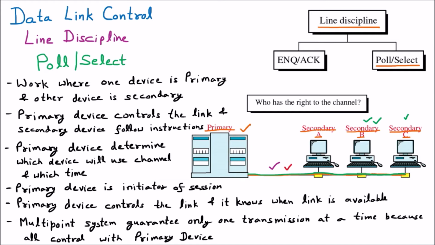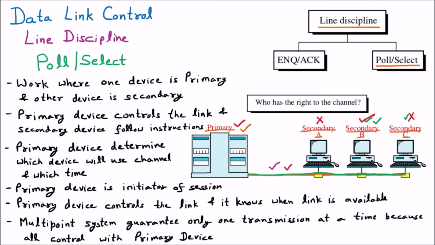So we guarantee that when B is sending, A and C are not working, meaning they will not send. How can we say that? How do we guarantee it? Because all control is with the primary. Whenever all control is given to the primary, the primary handles the link and it handles the devices as well. So the primary gives the instruction to B to send the data, and A and C will not send.